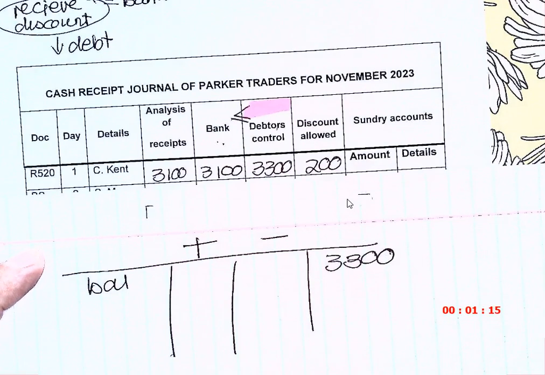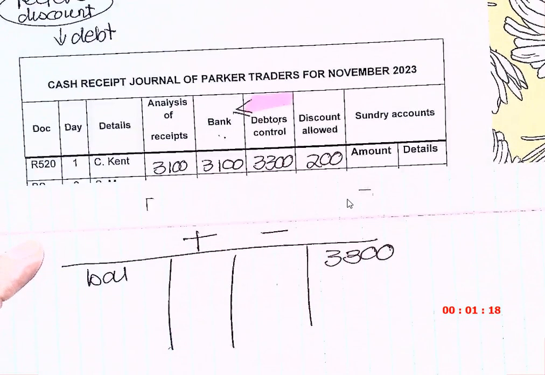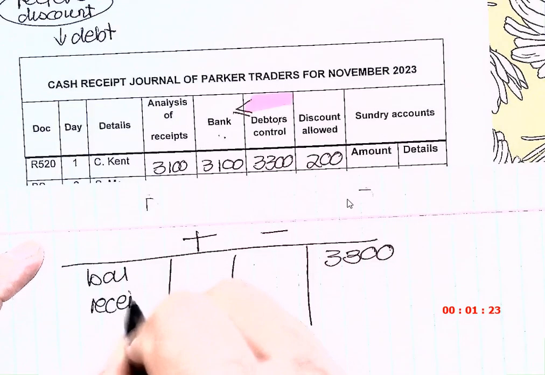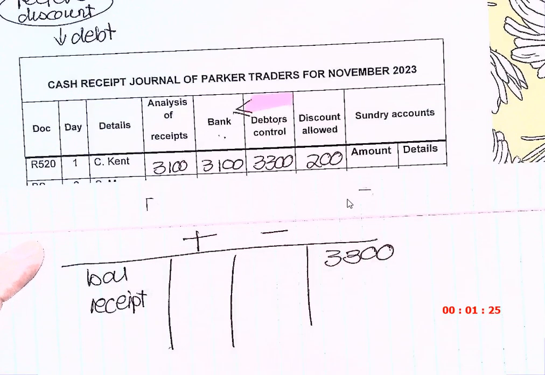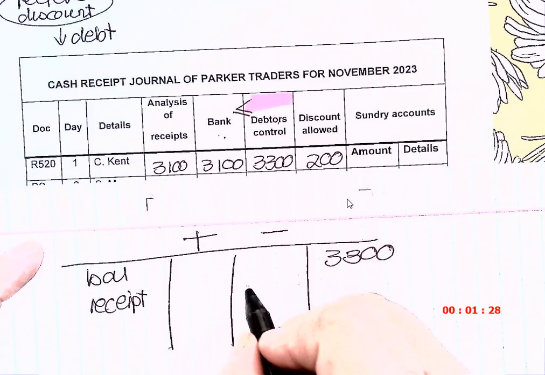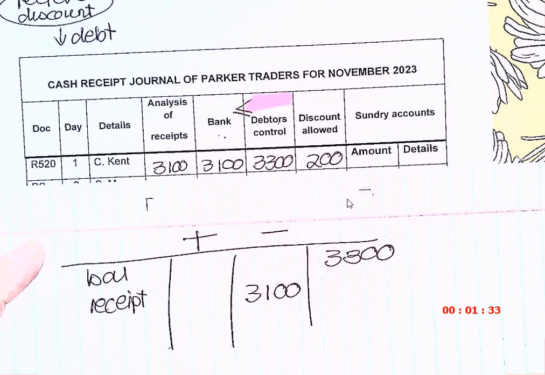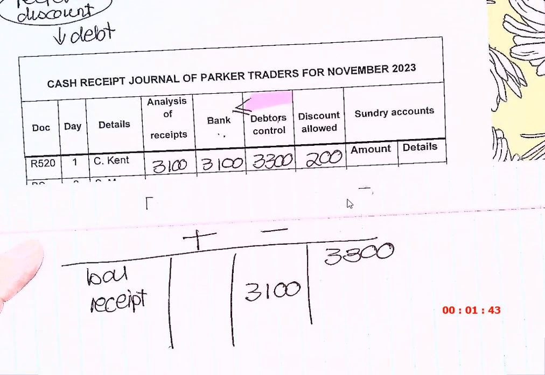Now I say to you, he pays me. In other words, I received money. So I can write receipt, I can write bank statements. And he pays me 3,100. Can I ask, why don't we write 3,300 because he's settling his account? No. You first want to show how much money you received, because you didn't receive the full 3,300. You received 3,100.